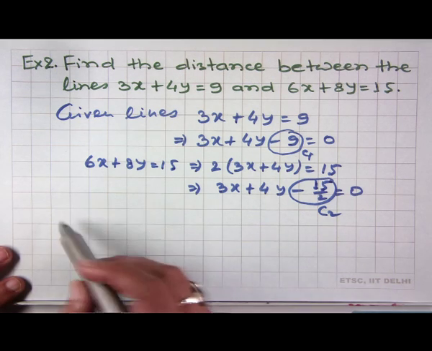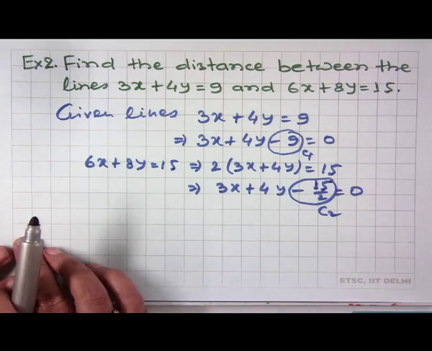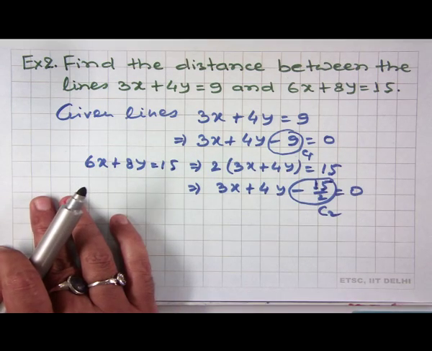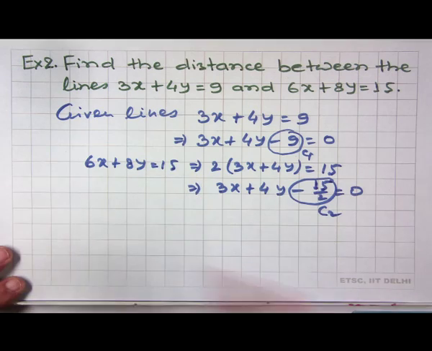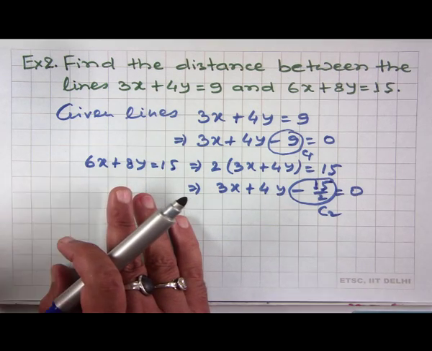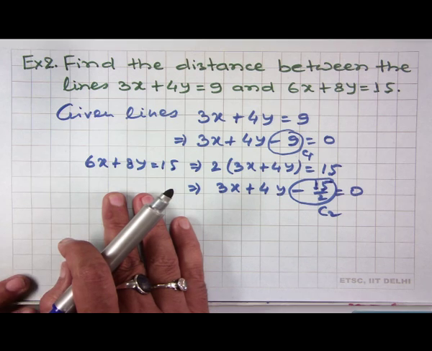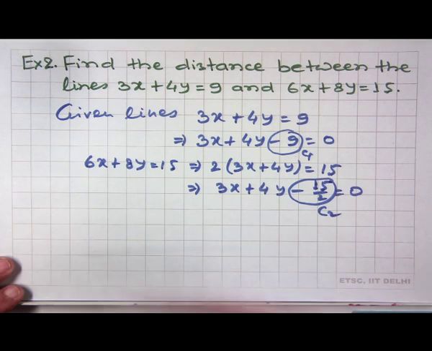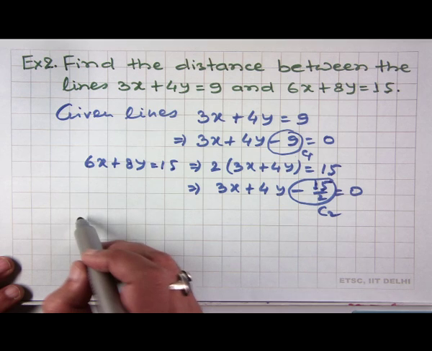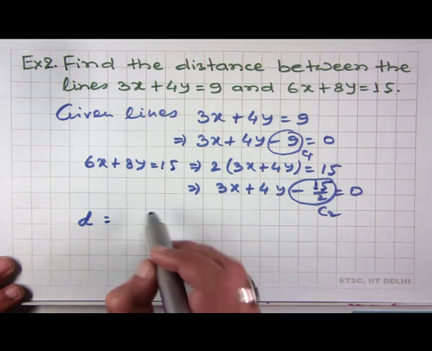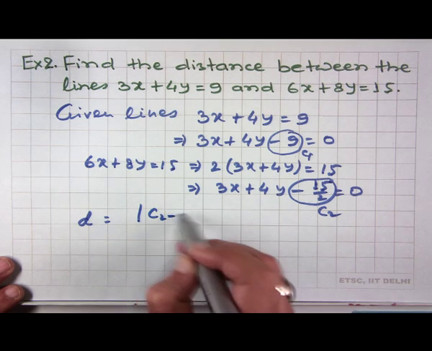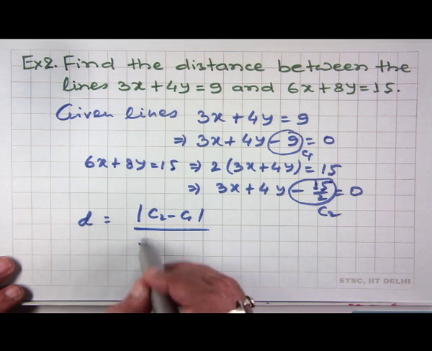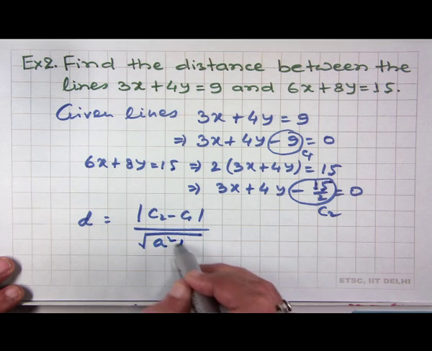So these two lines are parallel because of 3x plus 4y and 3x plus 4y, so their slopes are equal. When the coefficients of x and y in both equations are equal, the two lines will be parallel. So here C1 equals minus 9 and C2 equals minus 15 by 2. We know that the distance between two parallel lines is mod C2 minus C1 by root under A square plus B square. You can also write mod C1 minus C2, no problem.